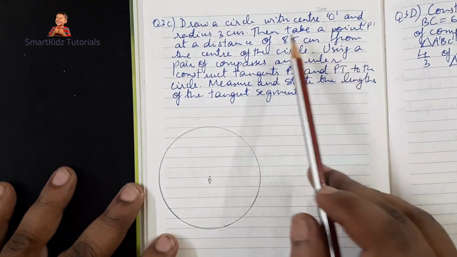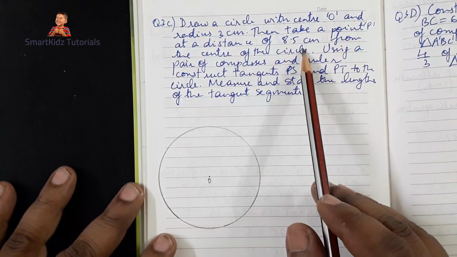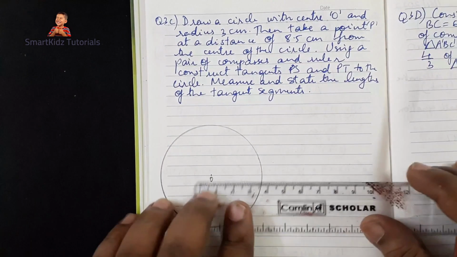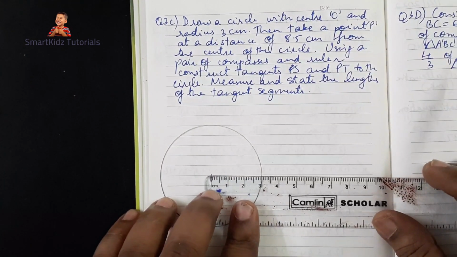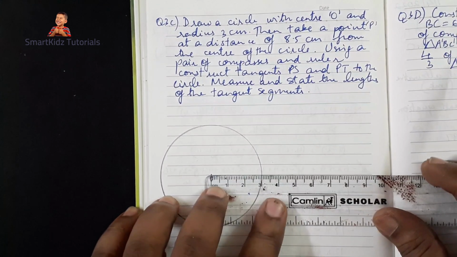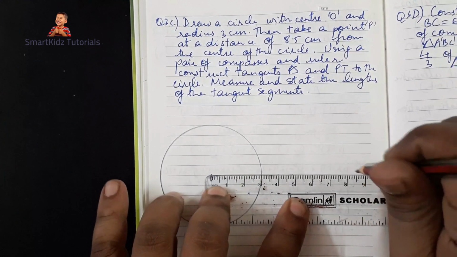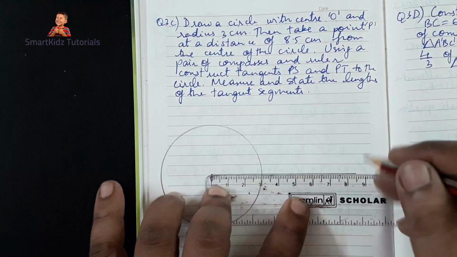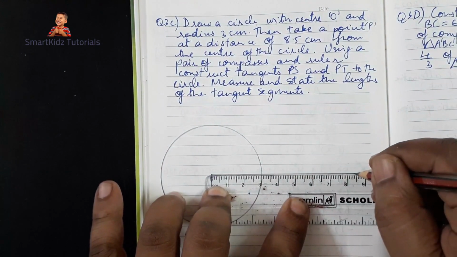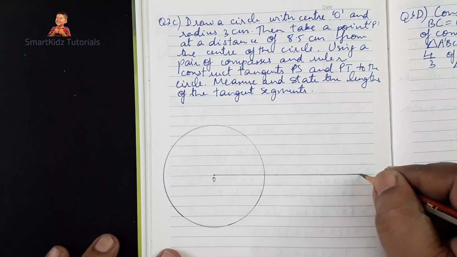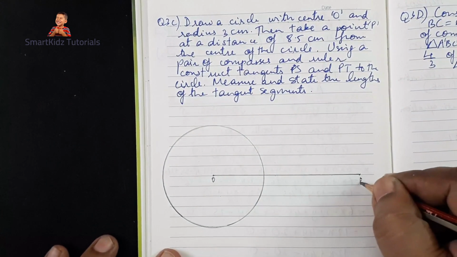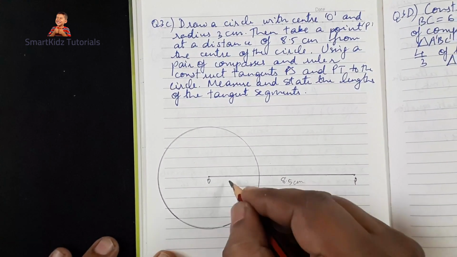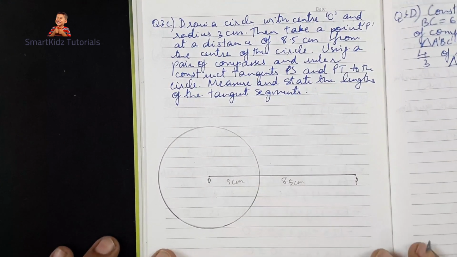Then it says take a point P at a distance of 8.5 centimeters. So I'm going to take a point over here from this center O, which will be 8.5 centimeters. So from here to here, this is 8.5 centimeters. I'm going to mark this point as P. So this whole thing is 8.5 centimeters. This thing is 3 centimeters out here.